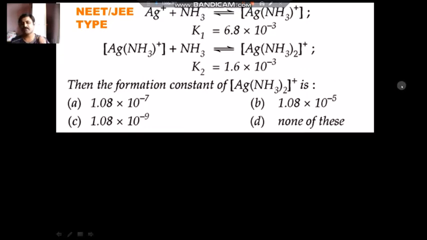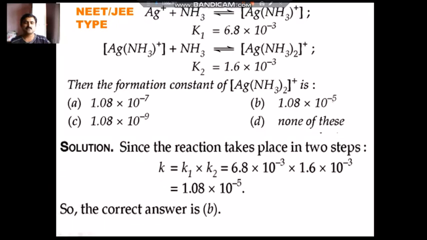To find the formation constant, we have to check the equations. When we add these equations, the equilibrium constants get multiplied. So the formation constant formula becomes K equals K1 into K2. Substituting the K1, K2 values in this expression, we get 1.08 into 10 power of minus 5. So option B is the correct option for this calculation.